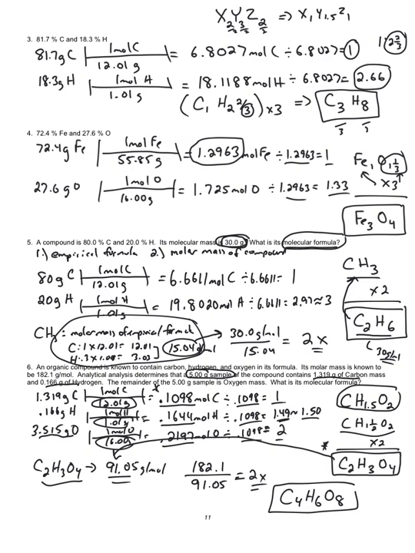The molar mass of the compound is given as 182. So 182 divided by 91 gives me 2. It's got to be 2 times heavier, but it has to keep the same ratio. So multiplying all the subscripts by 2 again, we get 4 carbons, 6 hydrogens, and 8 oxygens. And that is the molecular formula.